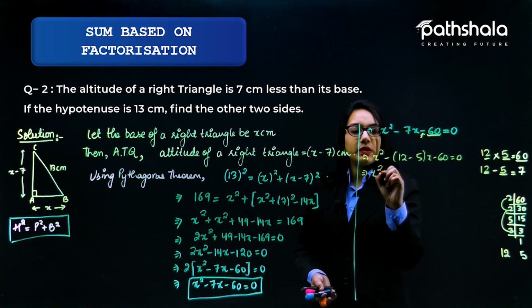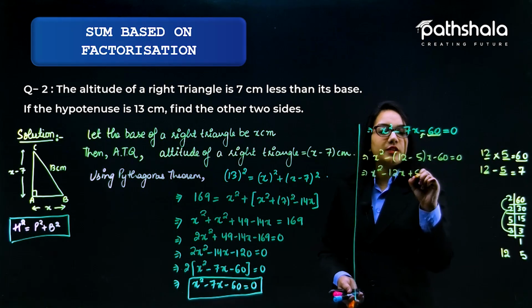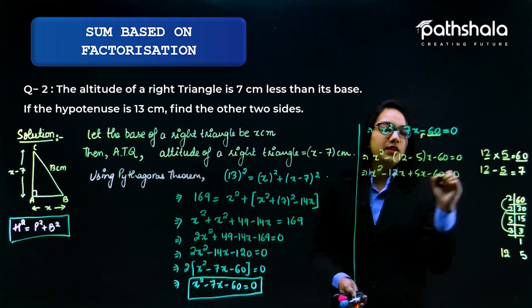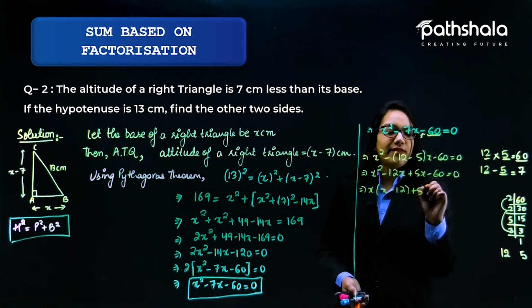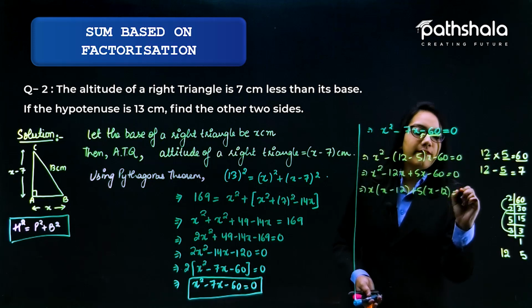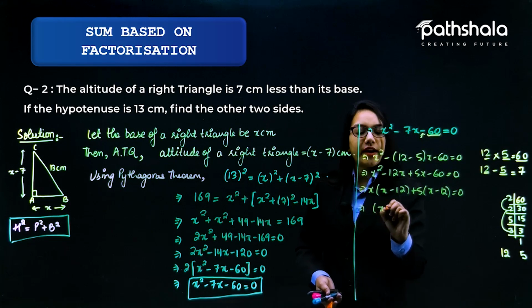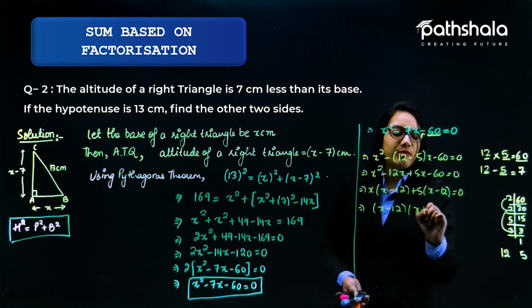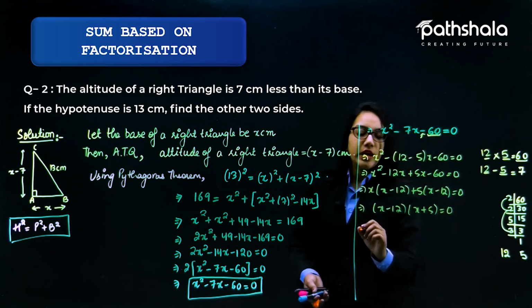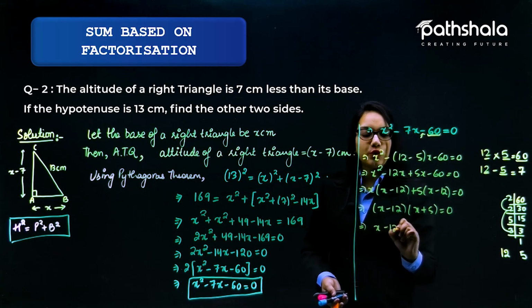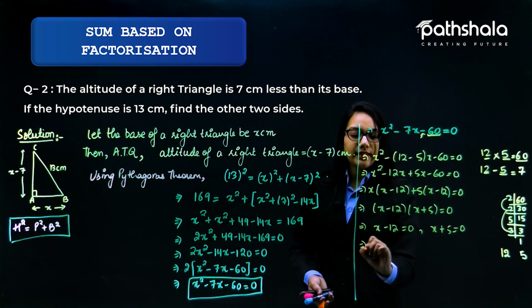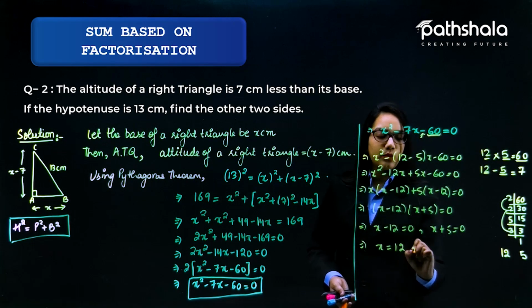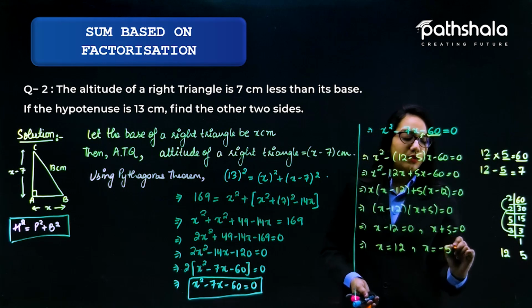Further, we can solve this equation as x square minus 12x plus 5x minus 60 is equal to 0. And we can take x common out of it. Further, we can take 5 common out of it. So the factorization would be like (x minus 12)(x plus 5) is equal to 0. So at the end, if we substitute both of these equal to 0, we'll get x is equal to 12 and x is equal to negative 5.